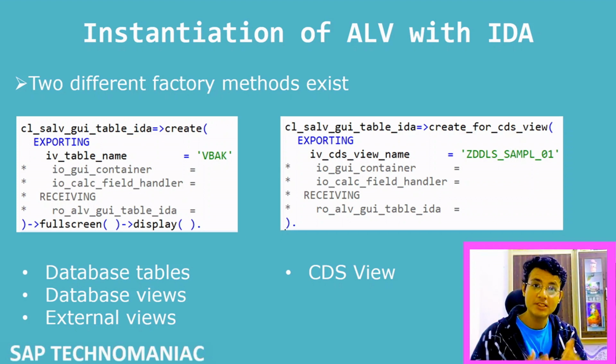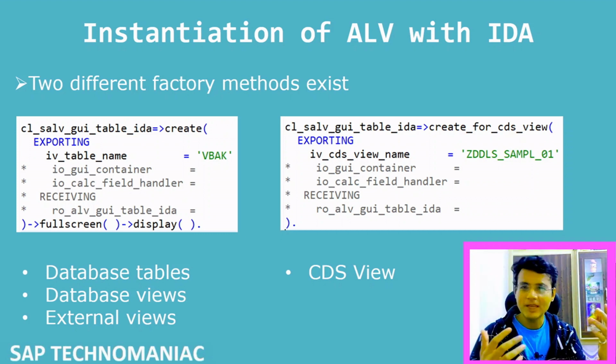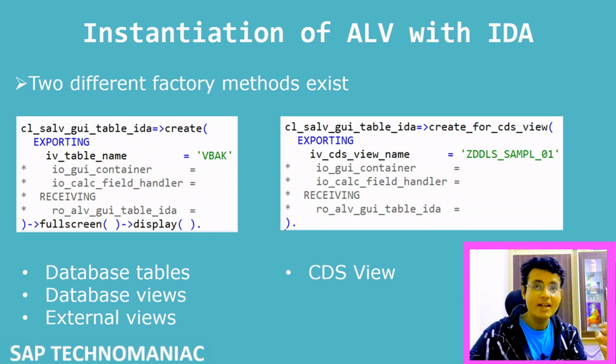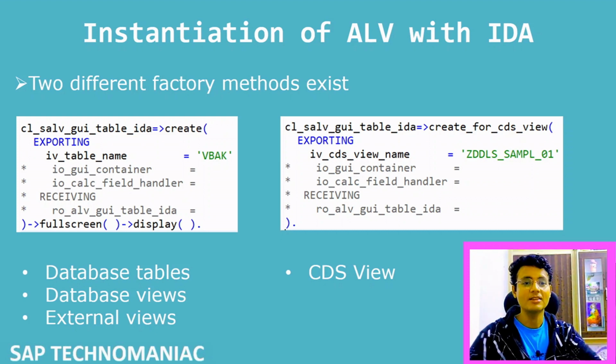Now we have CDS table functions as well. We can apply case statements, aggregations, unions, all the things we can apply, and we can write the code in the CDS view itself to get the final result. That CDS view we can finally use to initialize our ALV IDA. So the class will be CL_SALV_GUI_TABLE_IDA. If you want to use some table view or external view also we can use it, that is absolutely fine.